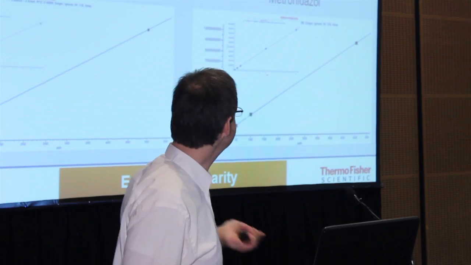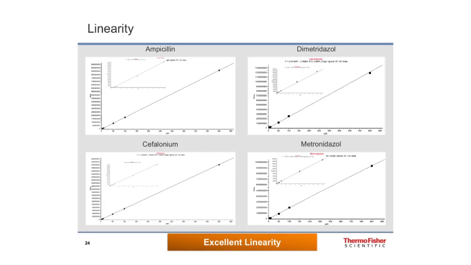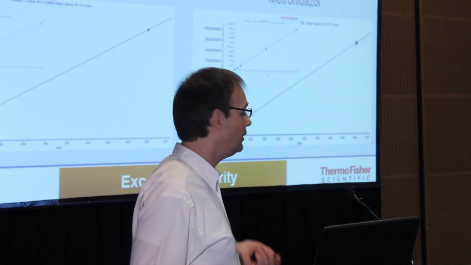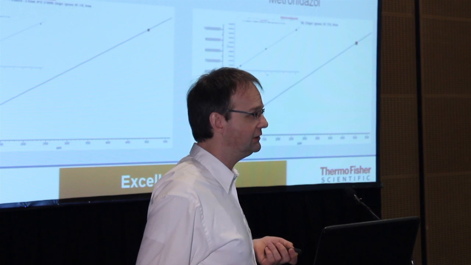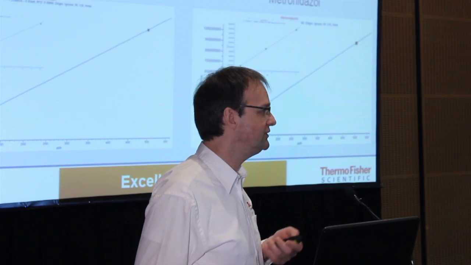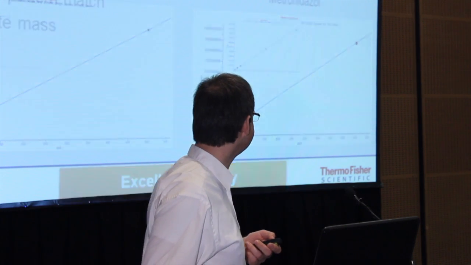Just a couple of examples. Ampicillin, cephalonium from the antibiotics range, dimetridazole, metronidazole from the nitroimidazole range, just to give 2 different types of components here, with still perfect linearity. We cover a range of 5 orders of magnitude here. We can do up to 6 orders of magnitude on the instrument.